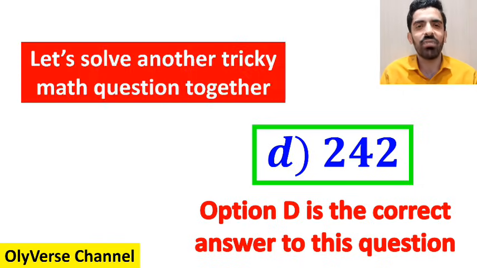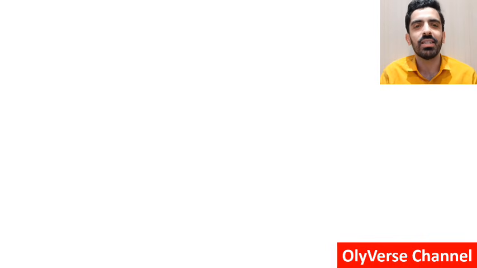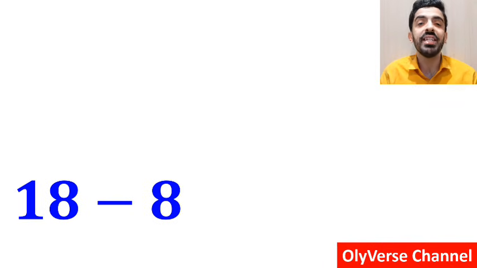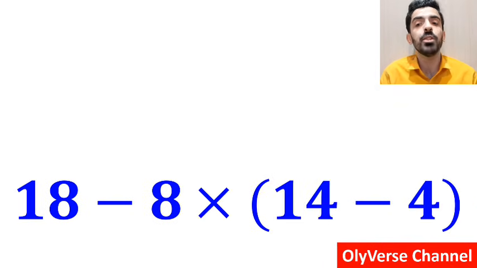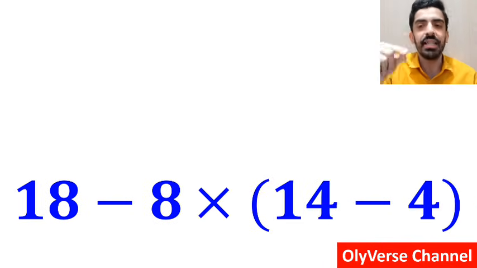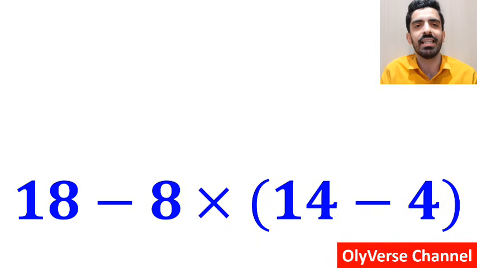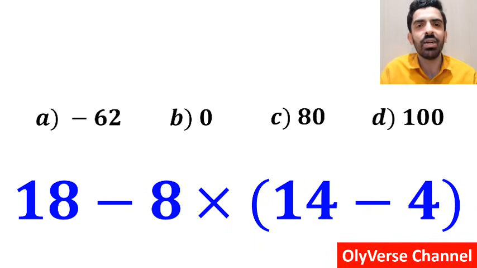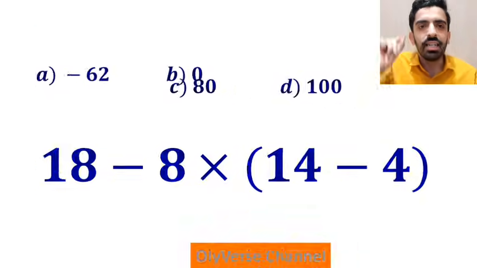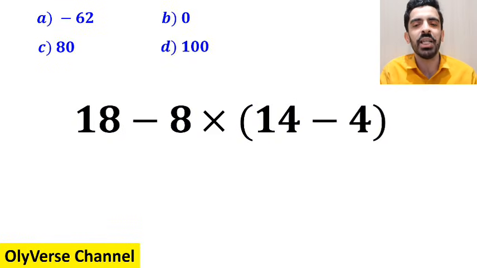Alright, now let's solve another tricky math question together. What is the value of the expression 18 minus 8 times (14 minus 4)? Which option do you think is the correct answer to this question? Let's dive in and break it down step by step together.